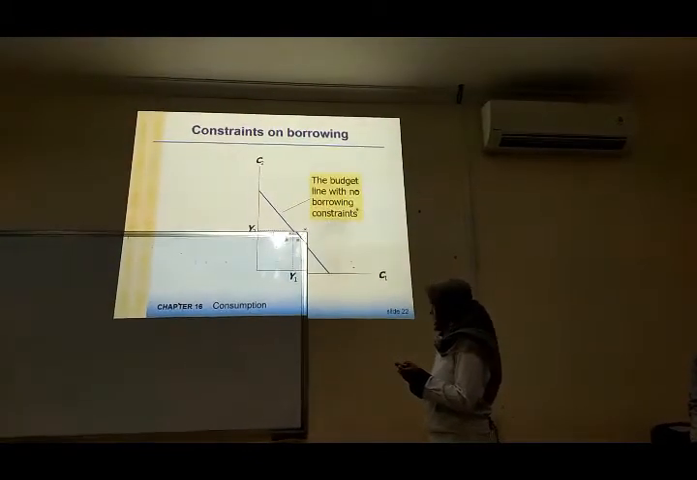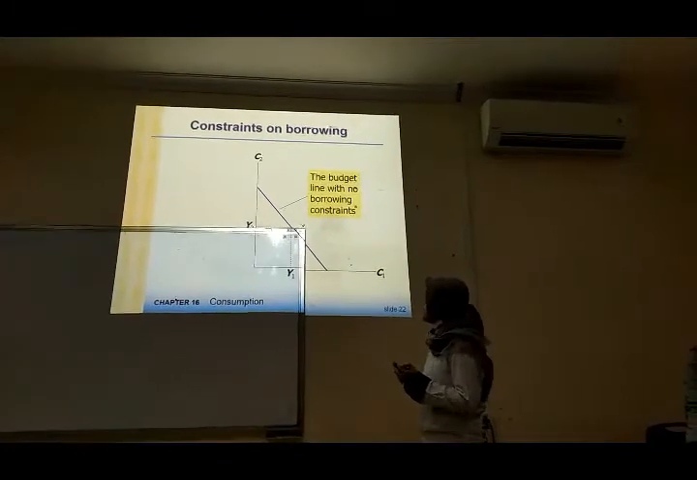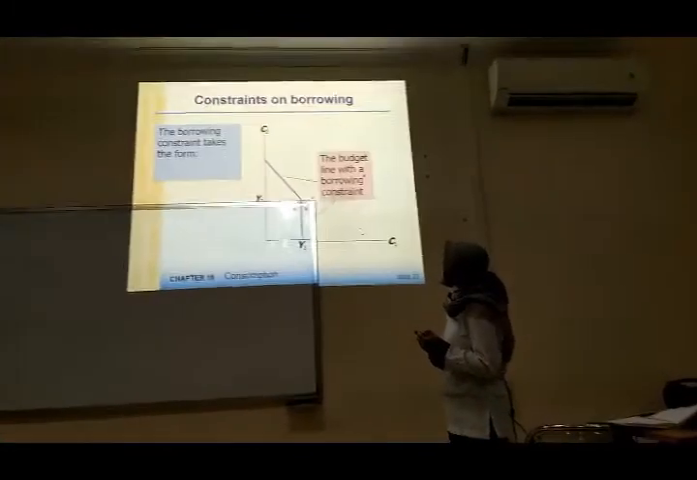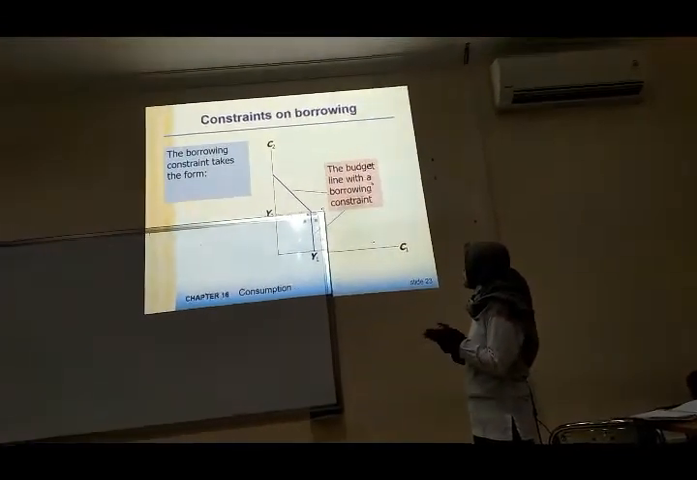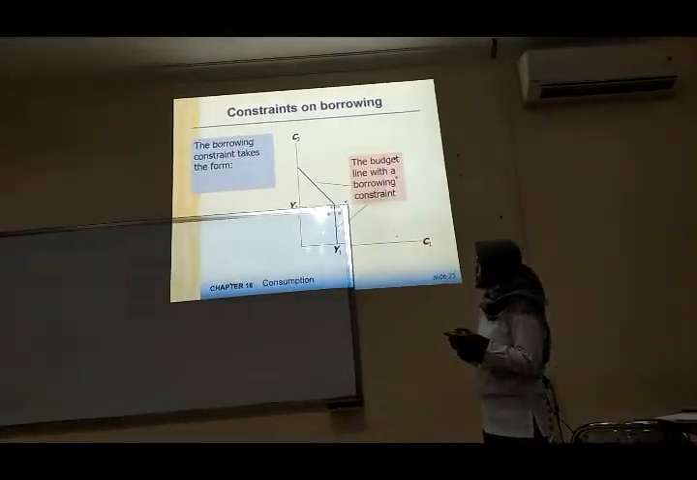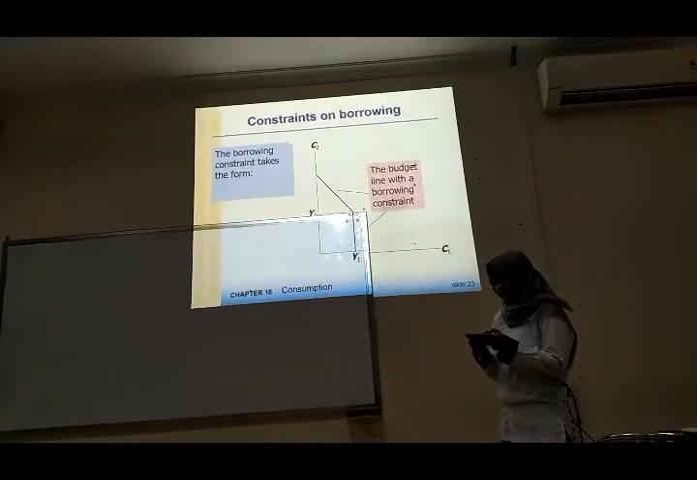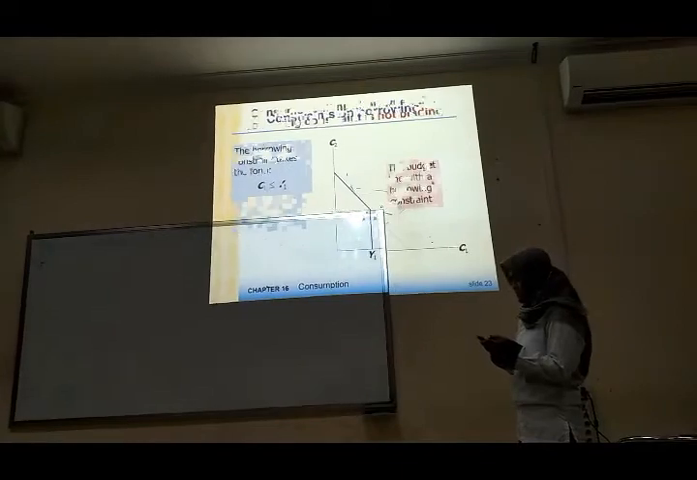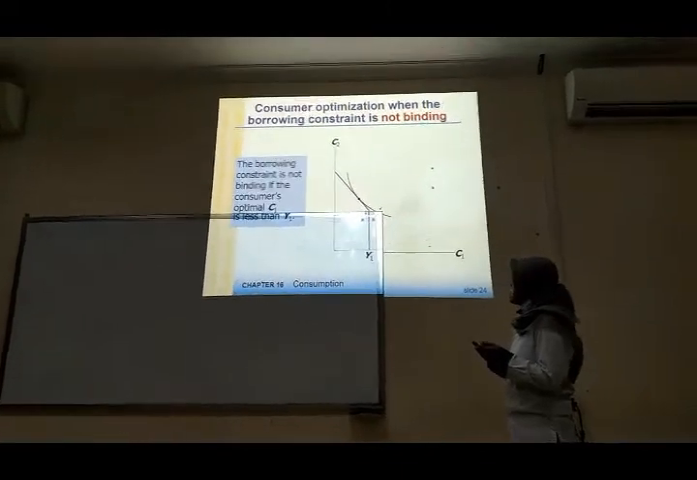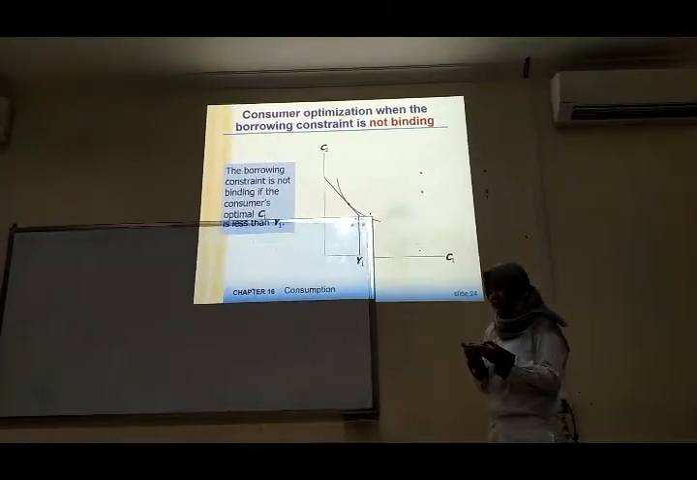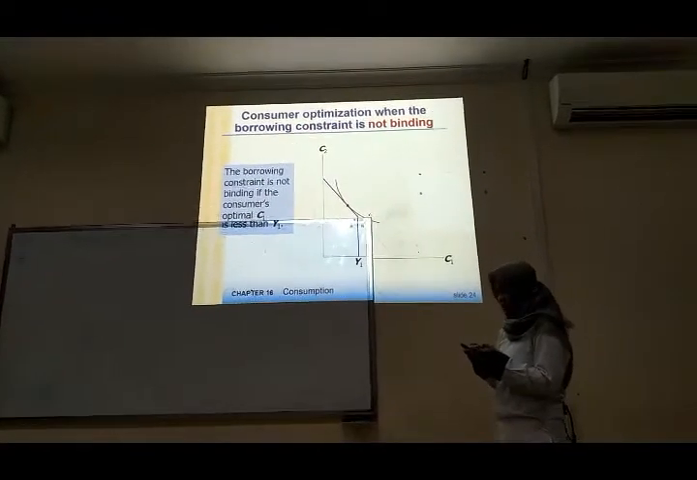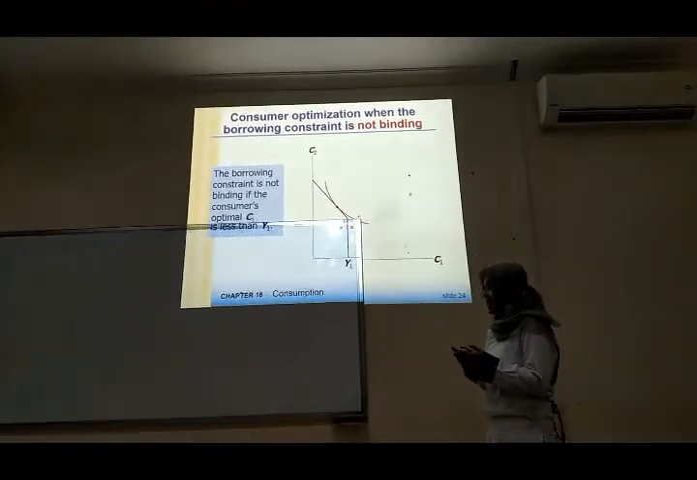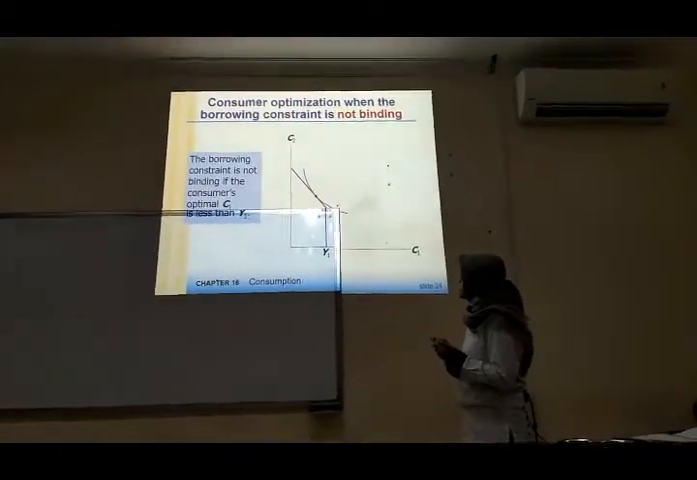This is the budget line with no borrowing constraint, and this is the budget line with the borrowing constraint. The borrowing constraint may take the form C1 less than or equal to Y1. The consumer is optimizing when the borrowing constraint is not binding. The borrowing constraint is not binding if the consumer's optimal C1 is less than Y1.